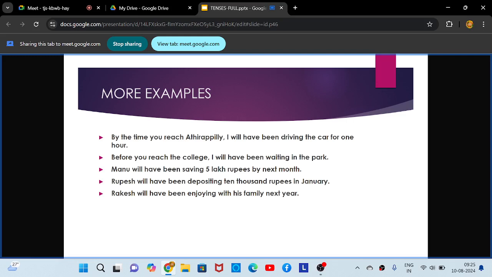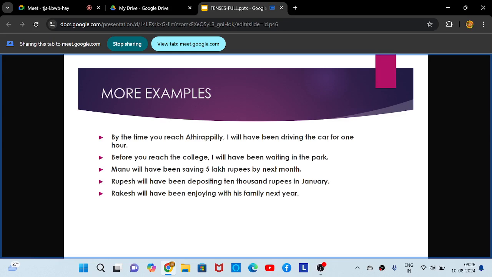Next is, Manu will have been saving 5 lakh rupees by next month. Here, please understand, in the previous tense, that is the future perfect tense, what we discussed was, Manu will have saved 2 lakh rupees or 5 lakh rupees by next month or by the end of this year. In that case, I am stopping the savings at some point. If I say Manu will have saved 5 lakh rupees by next month, it means I am stopping saving by next month. After next month, I am not going to continue saving.